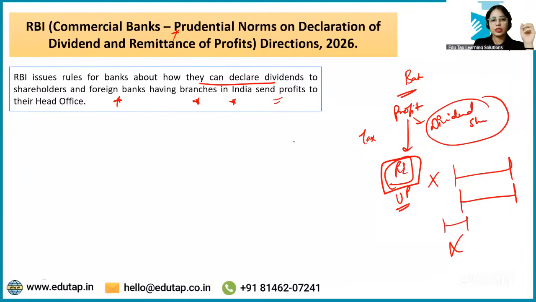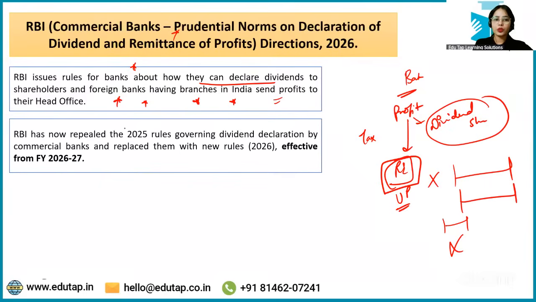Got it? So this is the idea. RBI issues rules for banks about how they can declare dividends, what percentage of dividends they can declare, and such. And for foreign banks having branches in India, how much profit they can send back to their head office, their parent company. For this, rules have been laid down. The 2025 rules have now been repealed, and new rules have been released by the Reserve Bank of India.